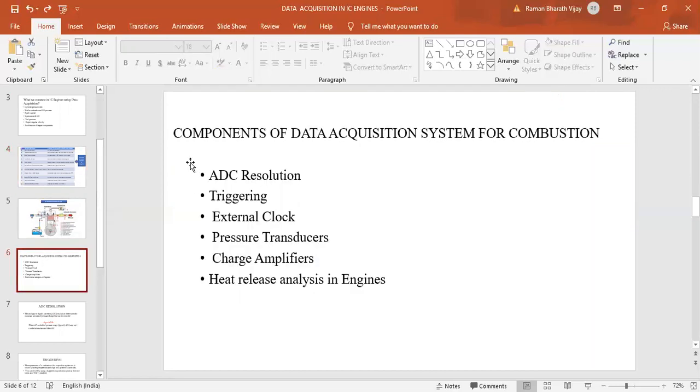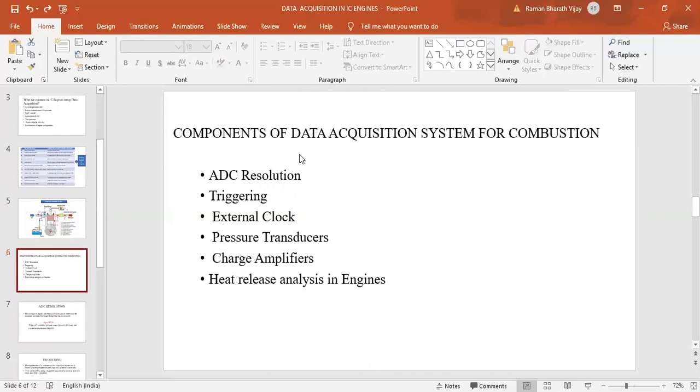So here you can see the components. There are said to be 6 components: ADC resolution, second is triggering, third is external clock, fourth is pressure transducer, fifth is charge amplifier, sixth is heat release analysis in engine. So these are the various components. We will see them one by one.